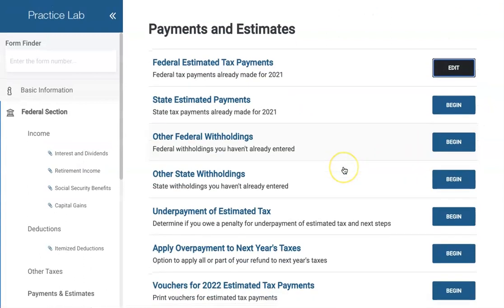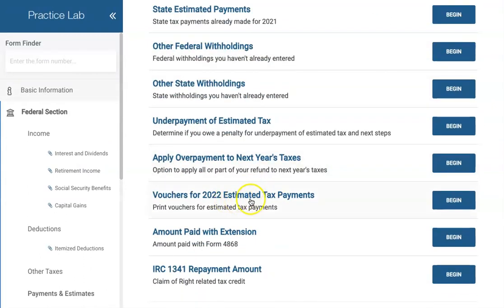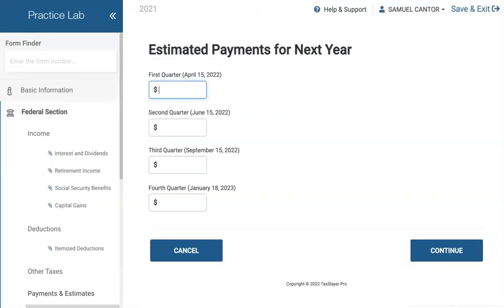And if we scroll down, we have vouchers for 2022 estimated tax payments. So let's click begin there. The critical thing when you put dollar amounts here and the vouchers are printed, the 1040 ESs, is to tell the taxpayer that these are aspirational. These are not set in concrete. These are not reported to the IRS.